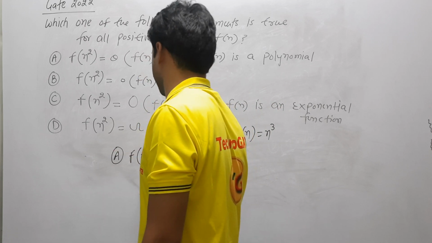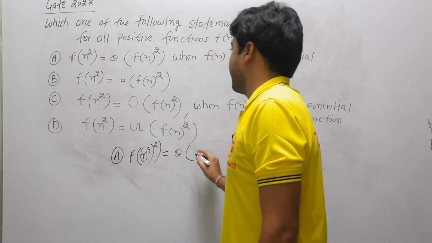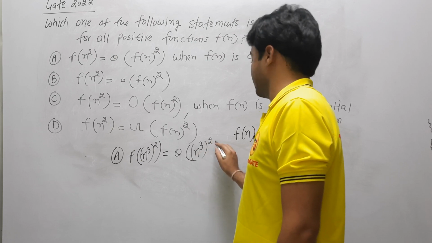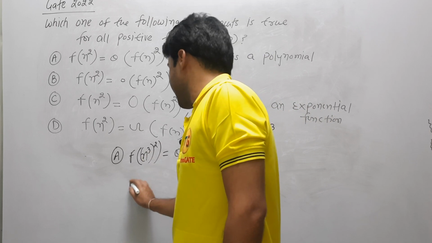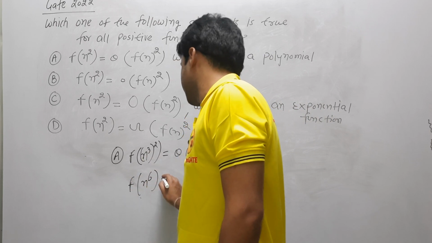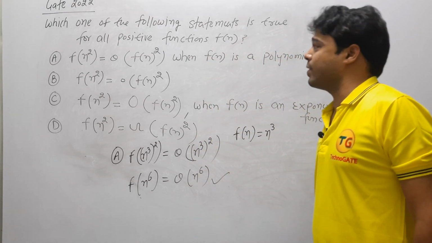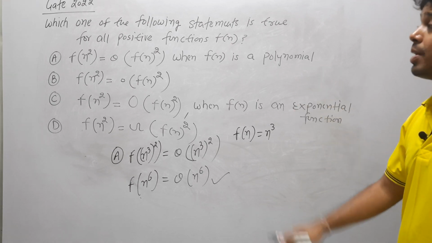N cube whole square is a theta of f of n. F of n is n cube whole square. So here, f of n raised to power 6 is theta of n raised to power 6. Yes, it is correct. It is correct for every value. F of n is only a polynomial function, so it is valid for every polynomial.